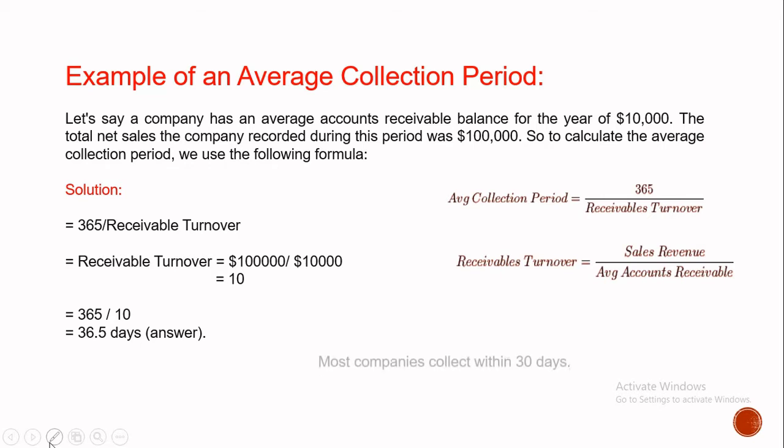Most companies usually collect within 30 days. Many companies also collect their receivables within 60 days or 90 days. It depends. But an average collection period that exceeds 60 days is not good for a company. So if the company's average collection period exceeds 60 days, then the company must do something to collect its accounts receivable as soon as possible. Any company should not be so lenient that its debtors do not care about paying back. So that's it.